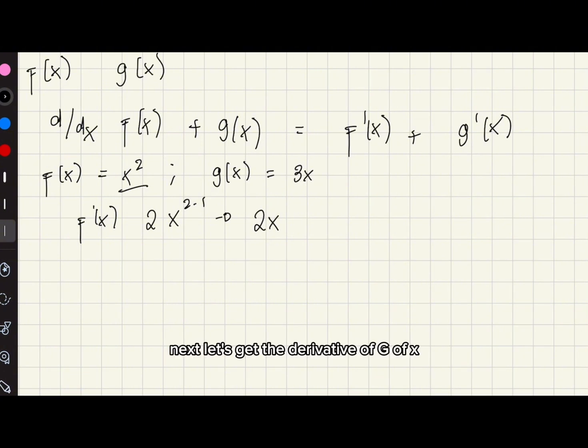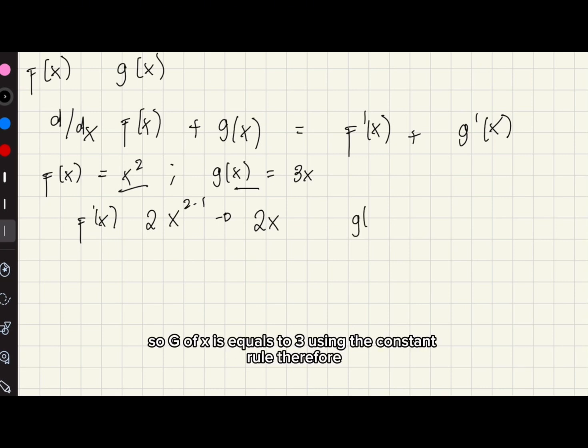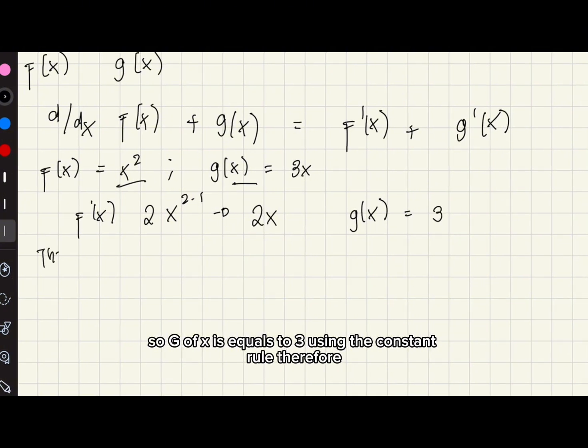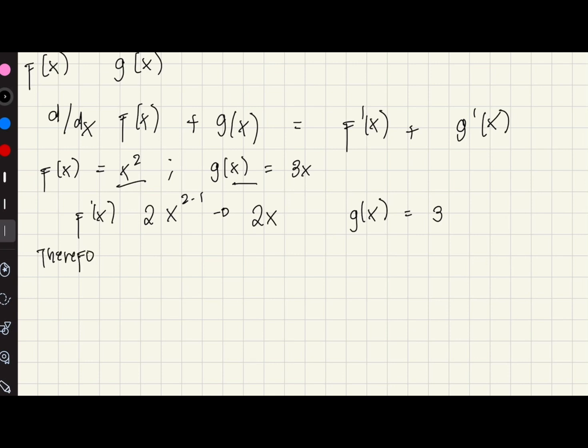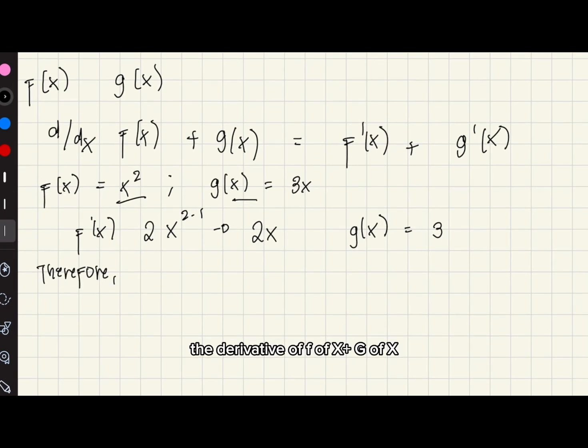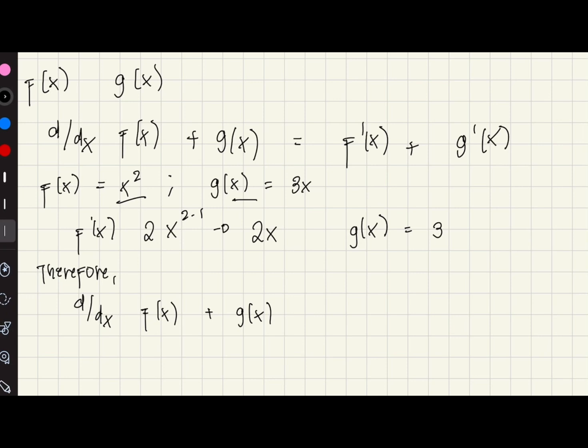Next, let's get the derivative of g of x. So g of x is equal to 3x, using the constant rule. Therefore, the derivative of f of x plus g of x is equal to 2x plus 3.